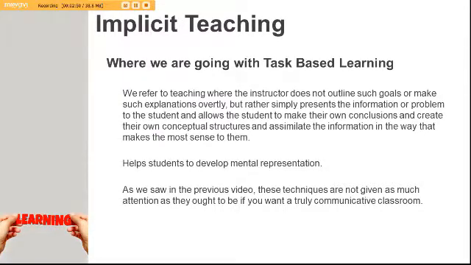So this is heading directly towards task-based learning. It helps the students to develop their mental representation, which I'll come to in a moment. And as we saw in the previous video, these techniques are not given as much attention as they ought to be given if you want a truly communicative classroom.